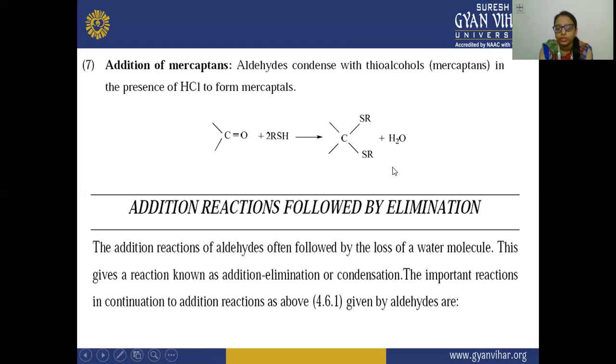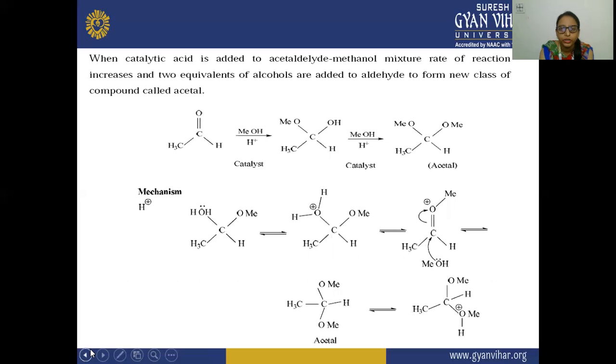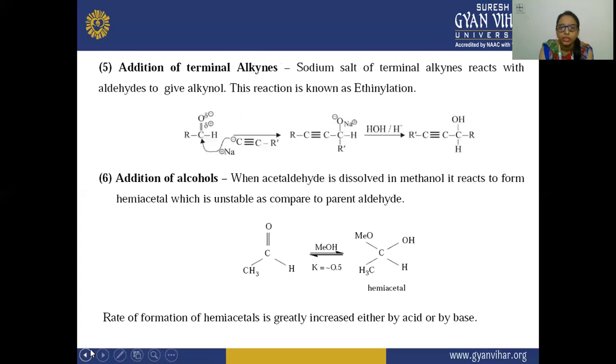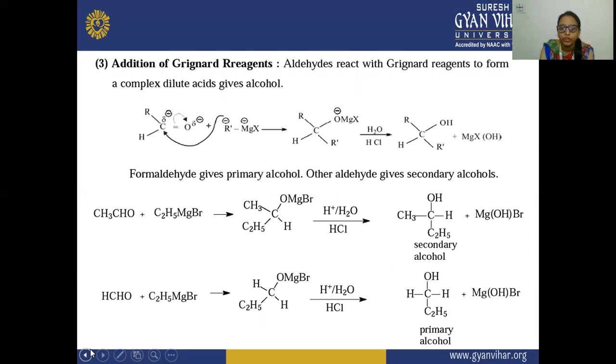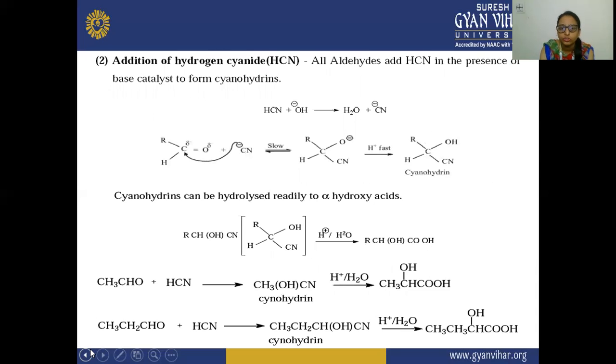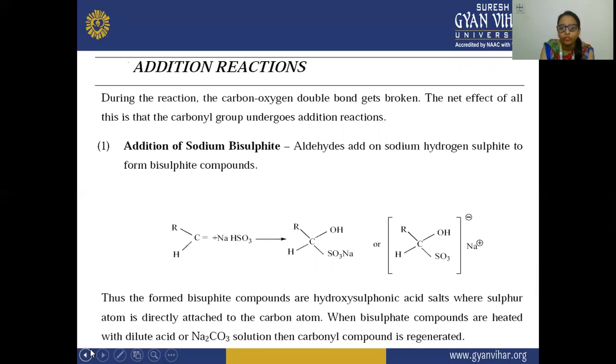So these reactions were your addition reactions, in which we have studied the formation of your hemiacetal plus your addition of your mercaptans, as well as more reactions for your addition of your terminal alkynes, addition of alcohol. After the addition of the alcohol, there is a formation of a hemiacetal, as well as a formation of your acetal. Next is the addition of ammonia, addition of Grignard reagents, addition of hydrogen cyanide, and as well as addition of your sodium bisulfite.